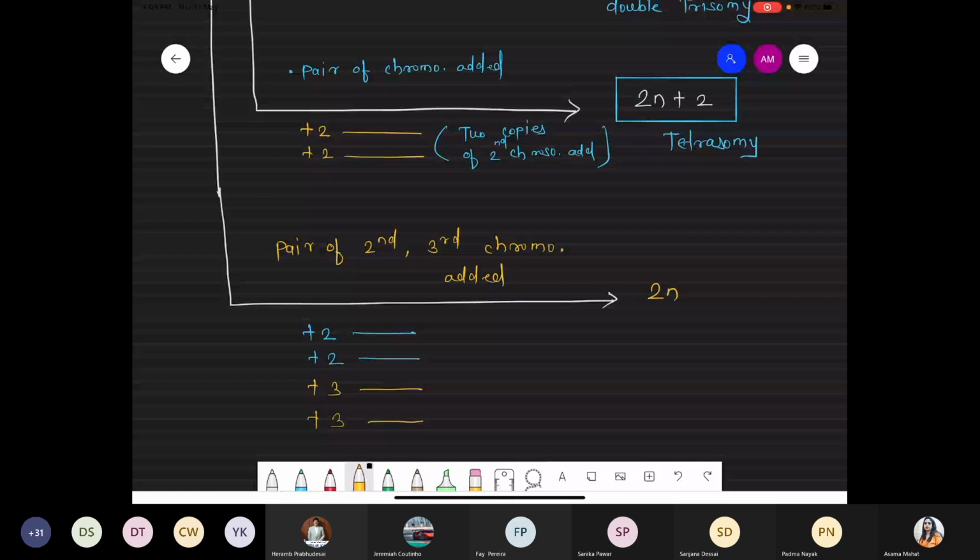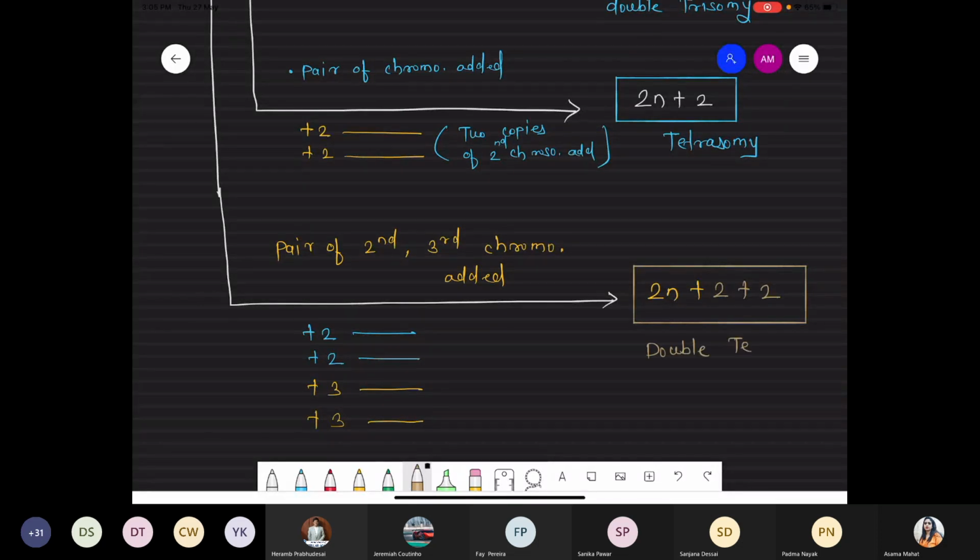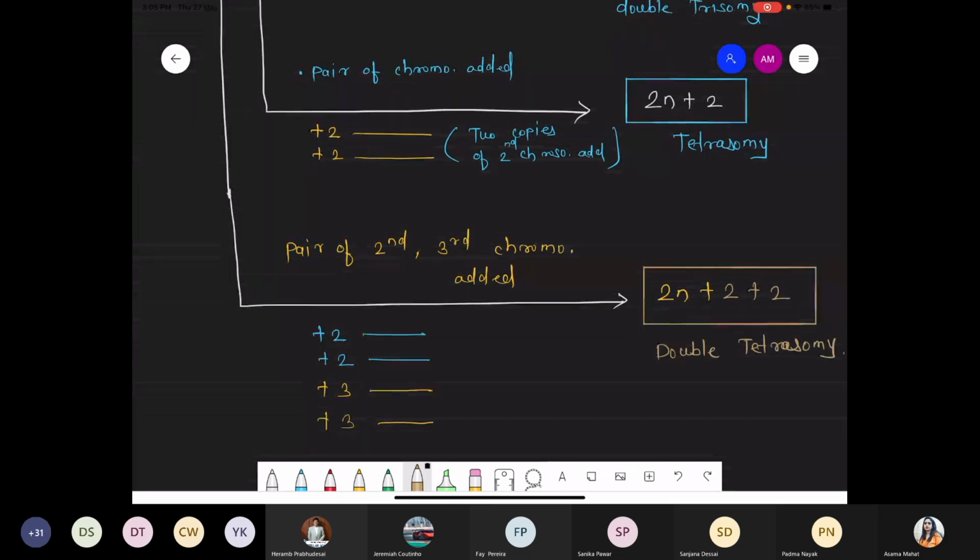The organism was already diploid. Now there are two copies of the second chromosome, again two copies of the third chromosome. So it will be represented as 2n plus 2 plus 2. It means that it is called double tetrasomy.